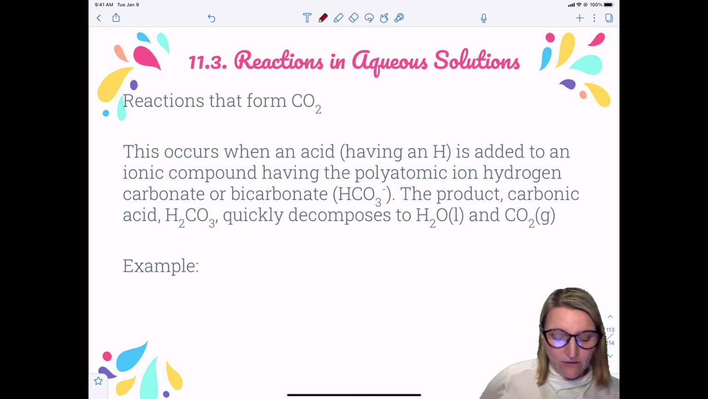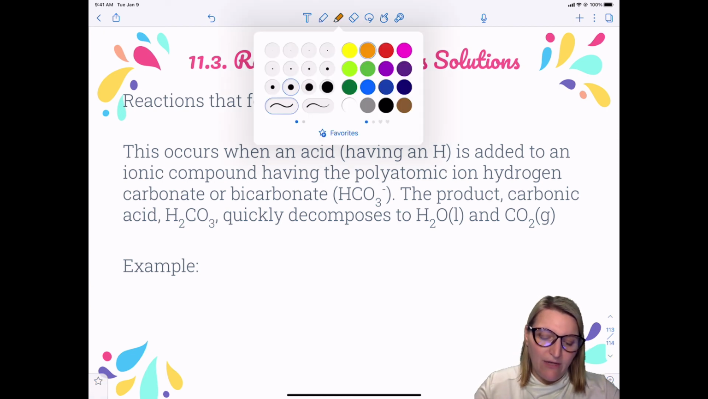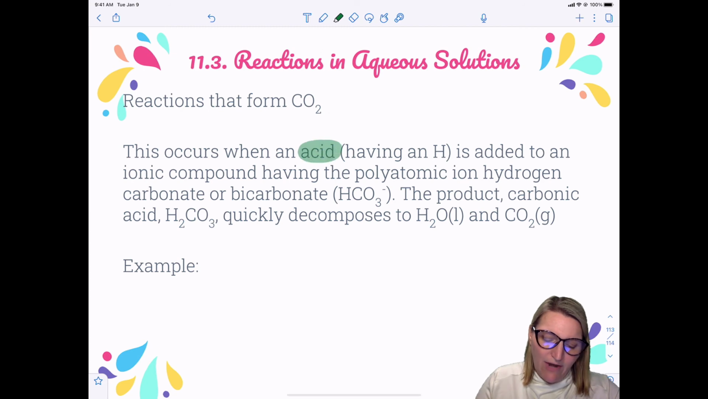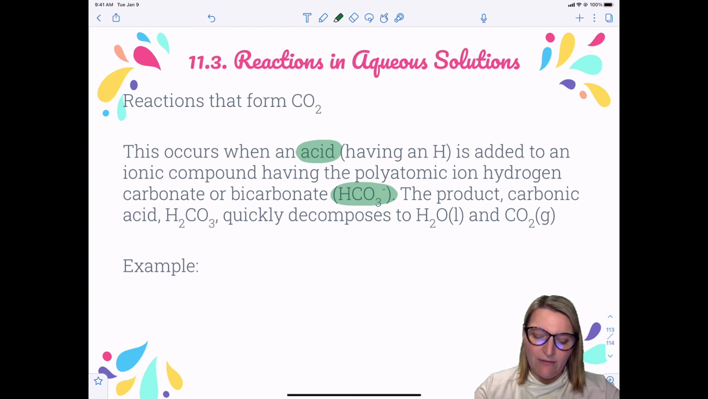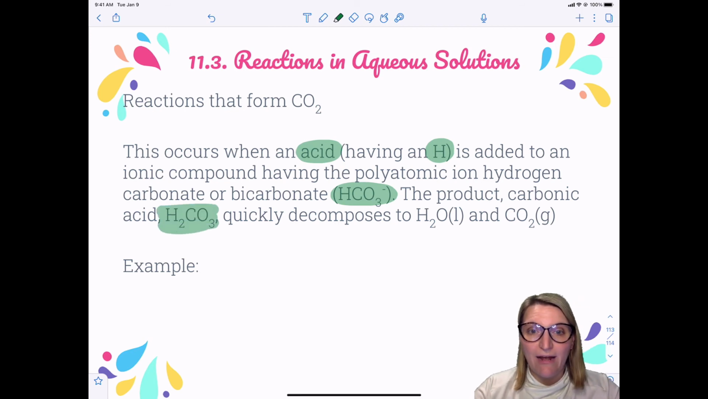And then the last type of reaction is reactions that form carbon dioxide or a gas. Carbon dioxide is the only example we look for. This happens only under very specific circumstances. You have an acid and then an ionic compound containing hydrogen carbonate, because when acids with an H and hydrogen carbonate combine, they make H2CO3, which is called carbonic acid. This immediately decomposes into H2O and CO2. That's your gas and your liquid. That's how you have a reaction that isn't a precipitate, but it's still a double replacement reaction.